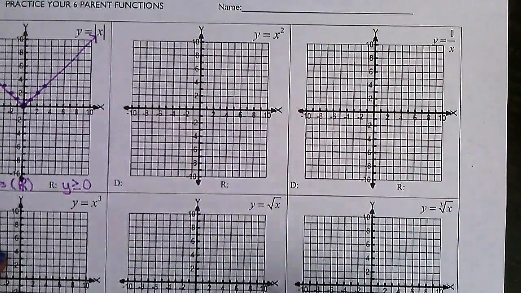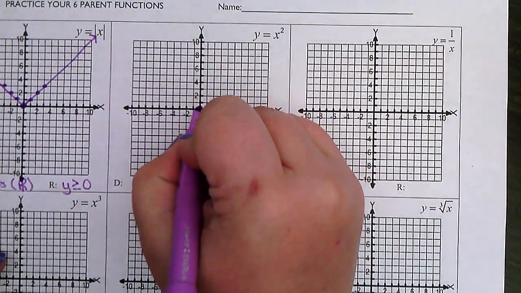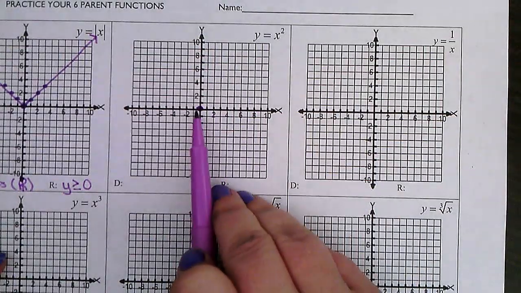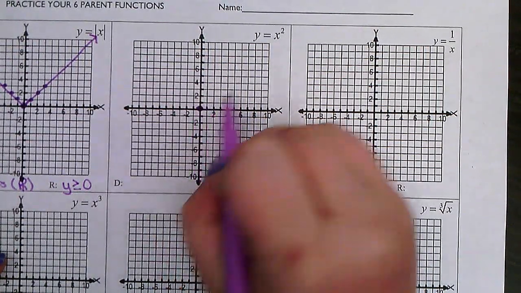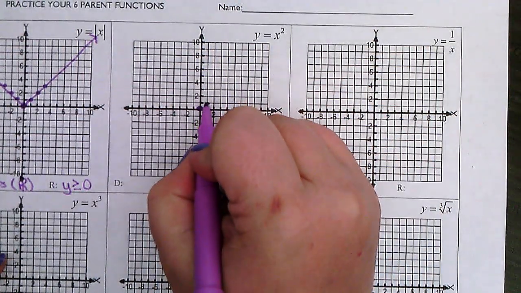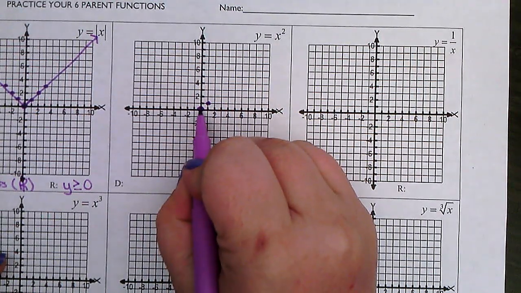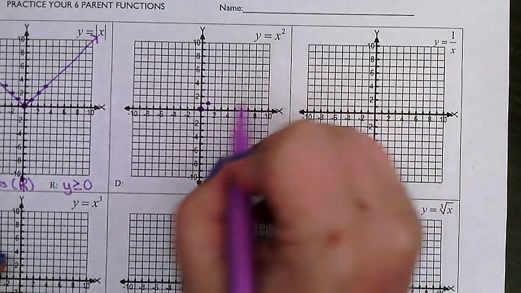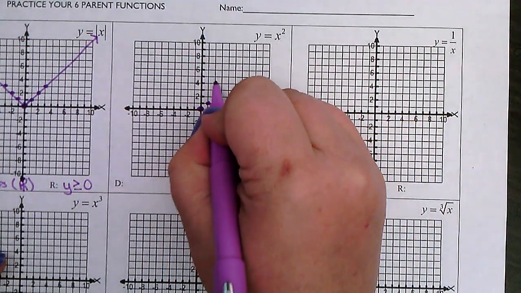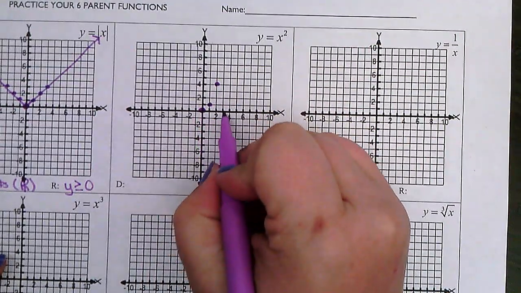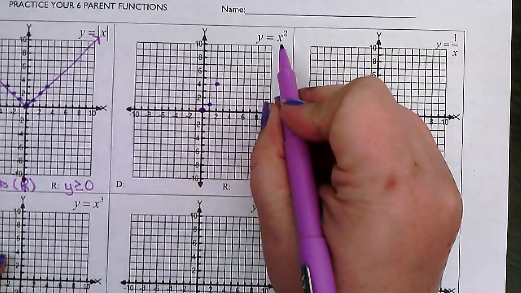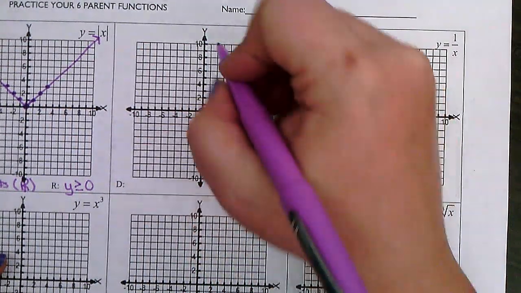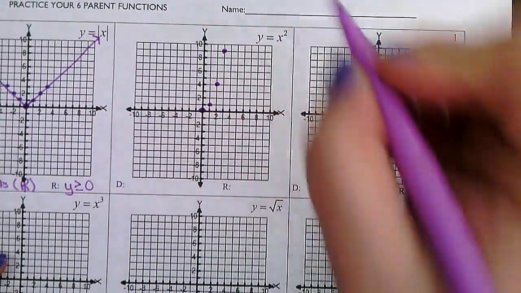The next one is x squared. It has the same start point, 0, 0. But then if I put 1 in and I do 1 squared, I get 1, which is the same. But then if I put 2 in and do 2 squared is 4. So it jumps up to 4. If I put 3 in and I do 3 squared, that gives me 9.